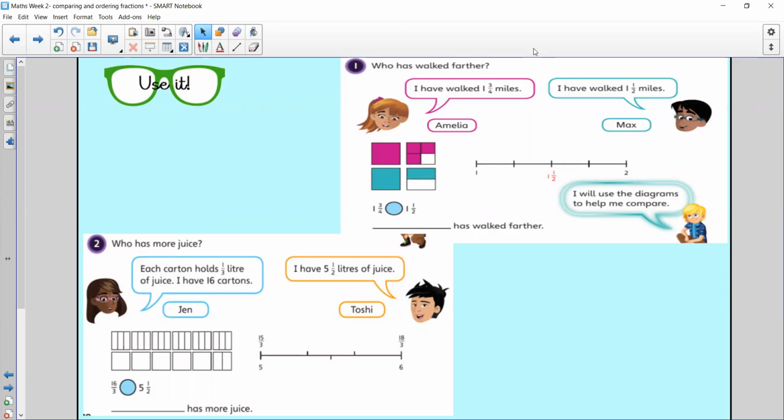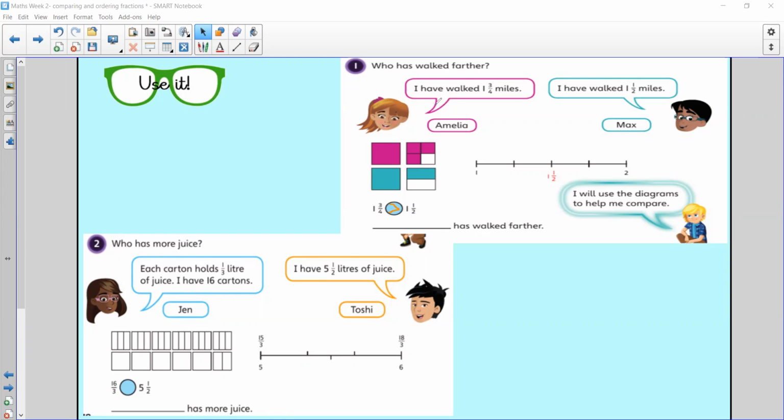Brilliant. So I'm hoping that you've had a little go at that now. So let's just go with this first one here then. So Amelia's walked 1 3/4 miles. I have walked 1.5 miles. So I know straight away I could use this diagram here to see who has walked further. So pink is Amelia and blue is Matt. So just looking at that diagram there, you can see straight away that 1 3/4 is larger, is greater than 1.5. So I know that I need to use my greater than symbol. So 1 3/4 is greater than 1.5.